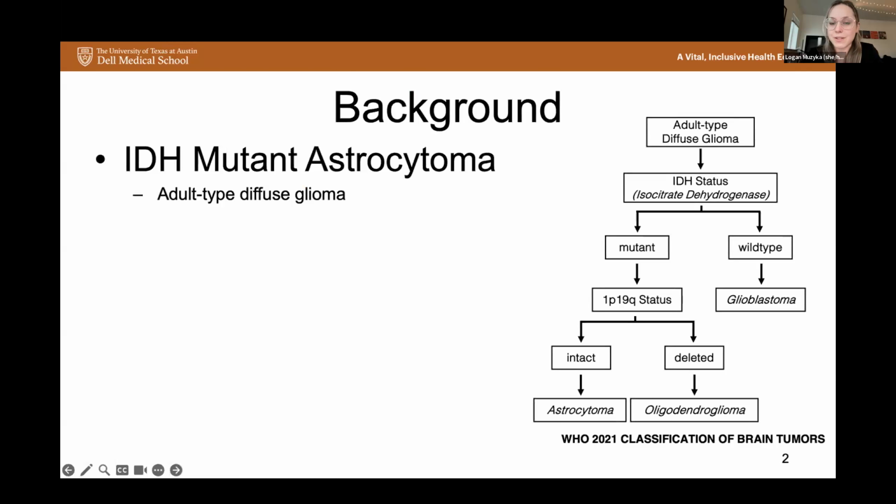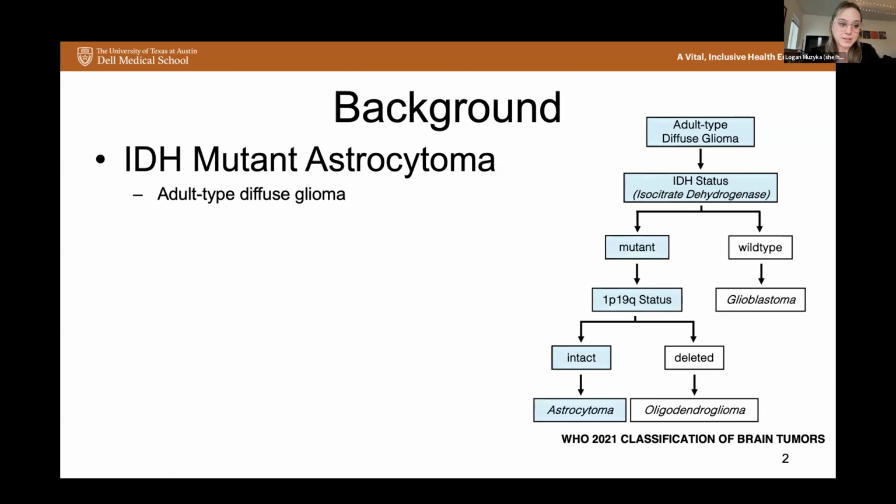So I'm sure this group especially is quite familiar with the adult type diffuse glioma, but just as a refresher, given the 2021 WHO classification changes, where instead of pathologic, we tend to rely on molecular markers. In the adult type diffuse glioma type, we tend to divide based on IDH status between mutant and wild type. As we all know, wild type is the glioblastoma that we often see, and that has its own very robust body of literature. What I'm talking about today is the IDH mutant astrocytoma with 1p19q intact.